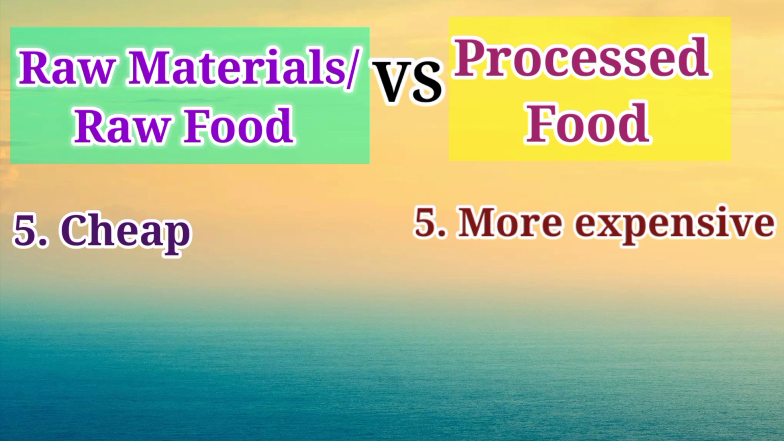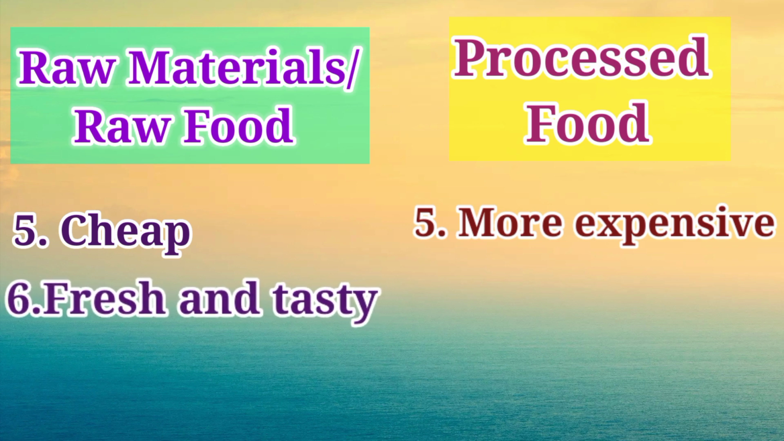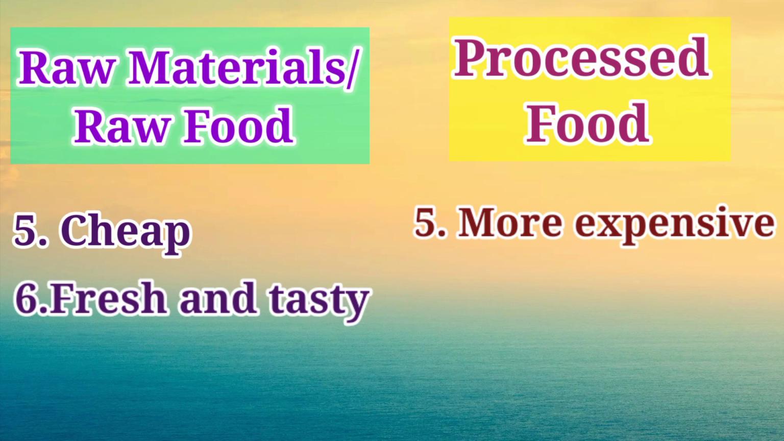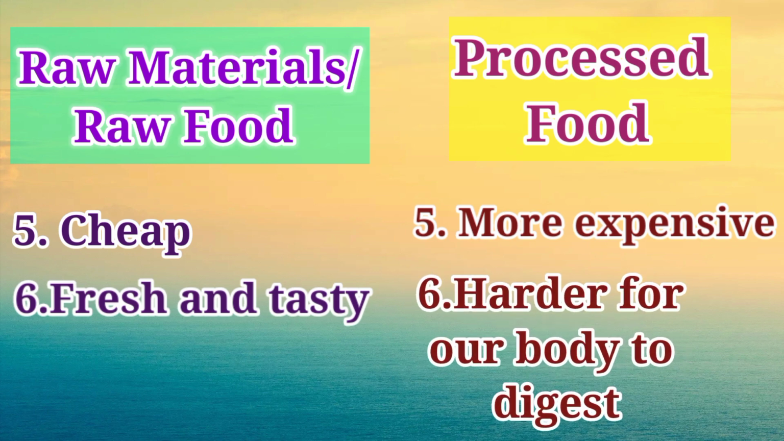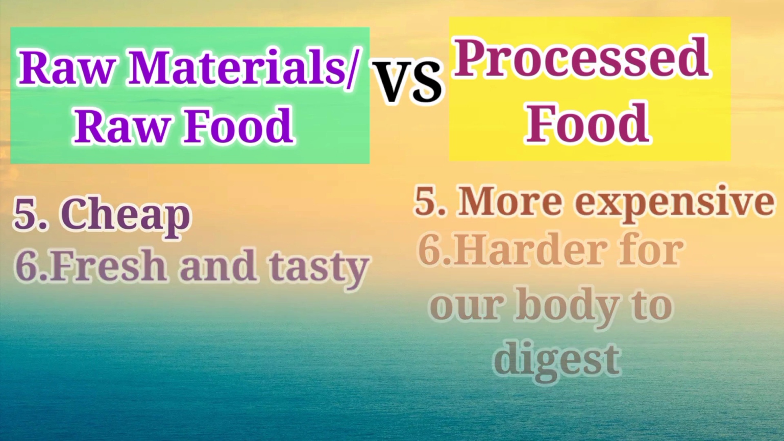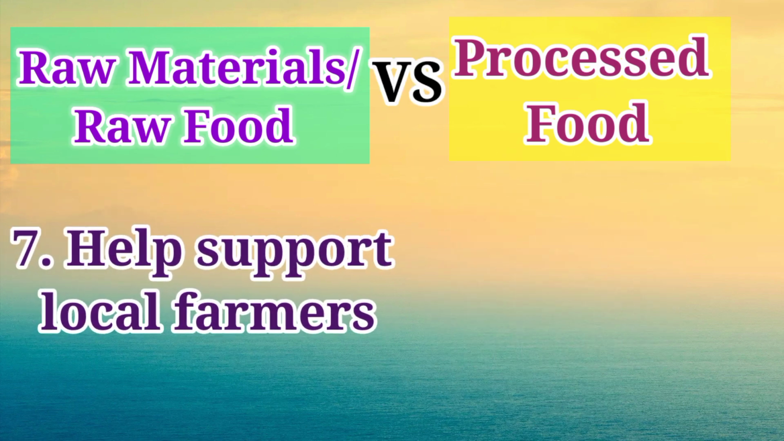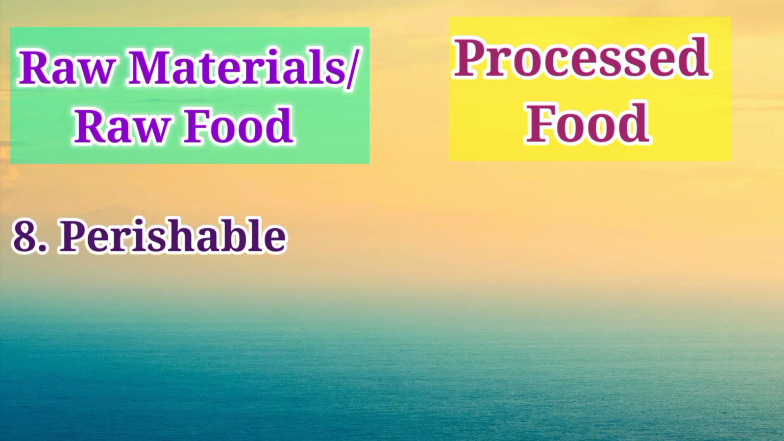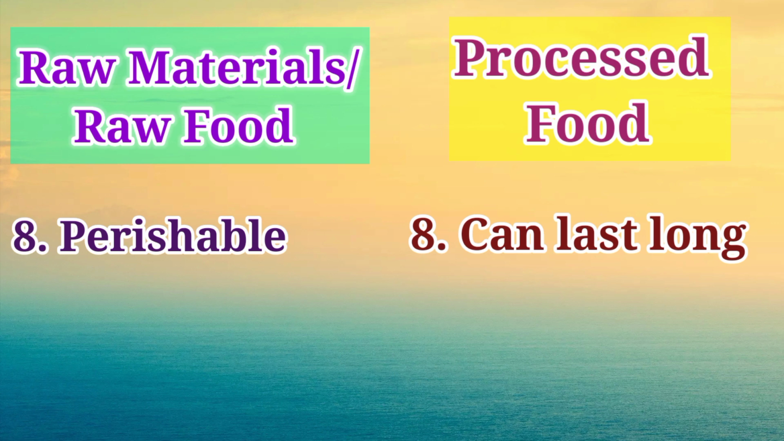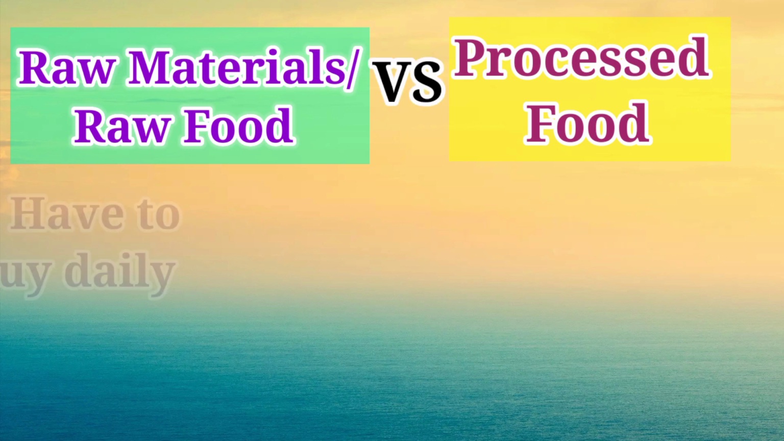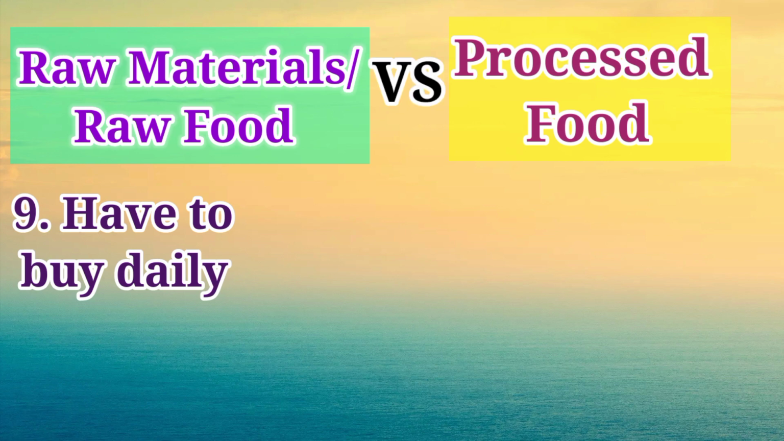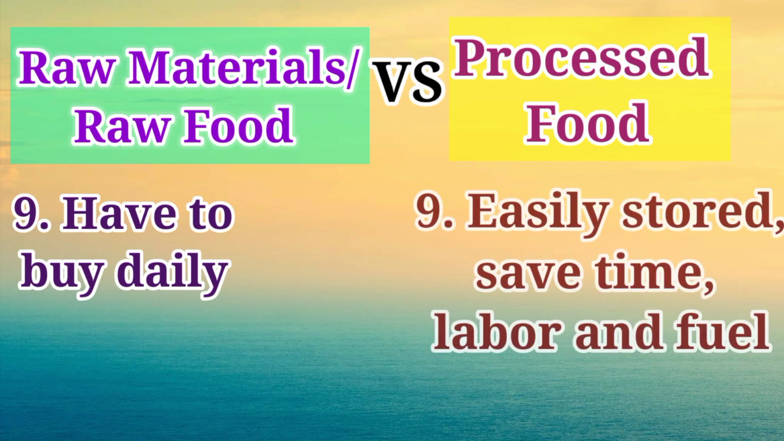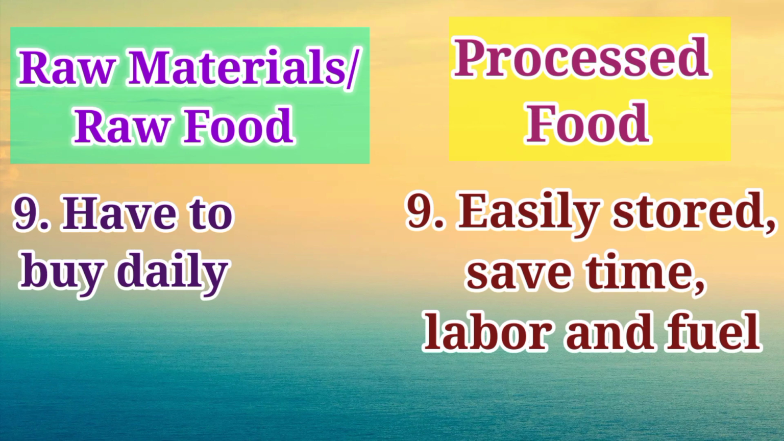Raw materials or raw food is fresh and tasty, while processed food is harder for our body to digest. Raw materials or raw food help support our local farmers, while processed food have side effects. Raw materials or raw food is perishable, while processed food can last long. Raw materials or raw food have to be bought daily, while processed food is easily stored, saves time, labor, and fuel.